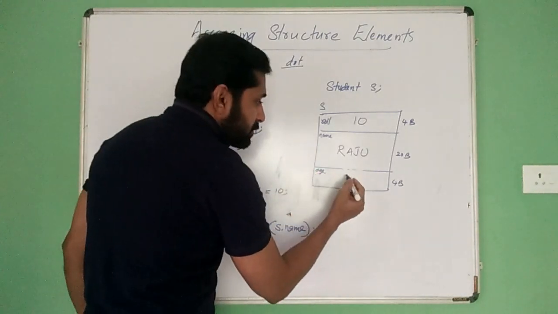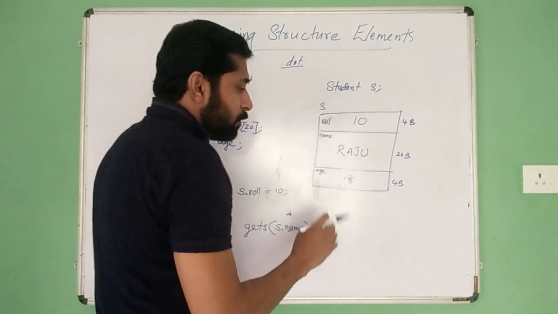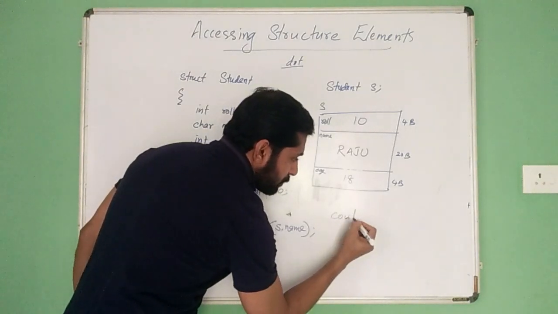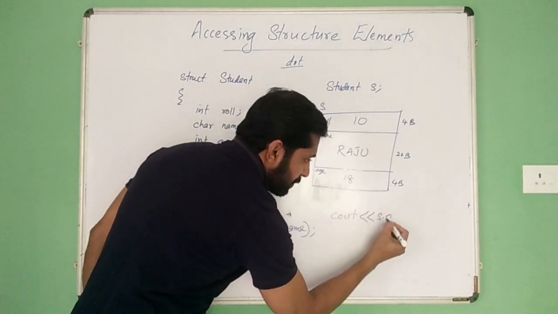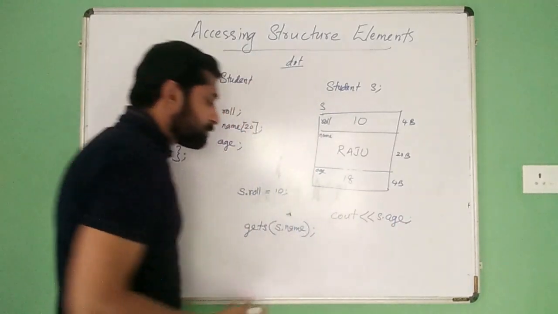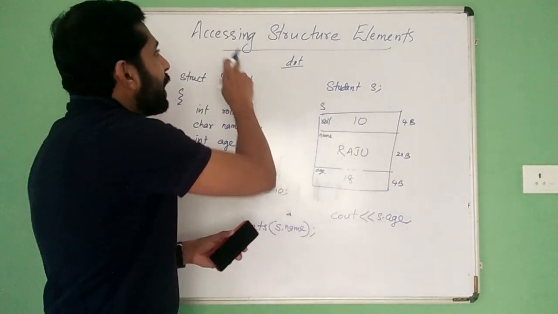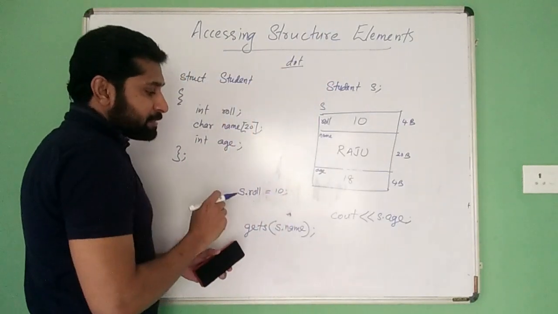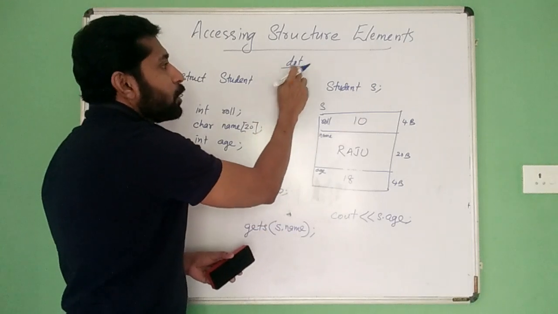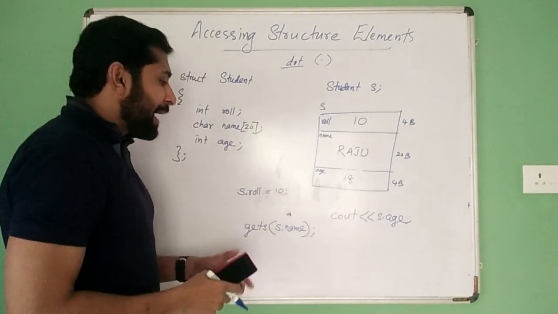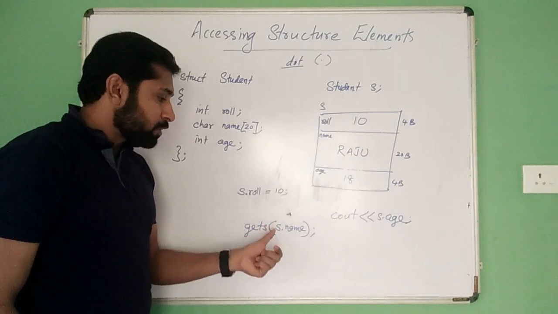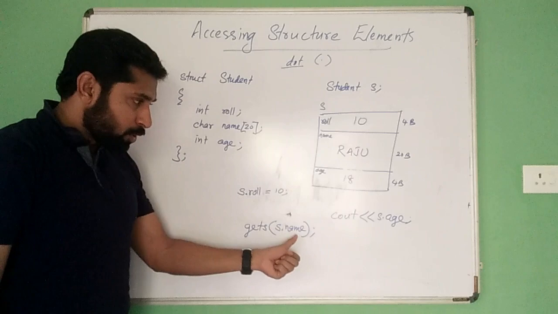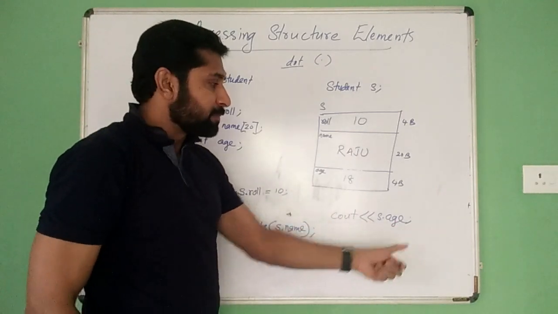Now suppose we want to print, suppose here it is 18. We want to print that 18 out. We can write a statement like this, cout S dot age. So how will we access structure elements? The answer is we have to make use of the dot operator. In order to access a structure element, we make use of the dot operator, something like this: S dot roll, S dot name, S dot age, etc.